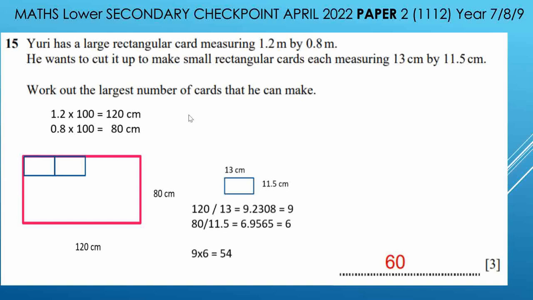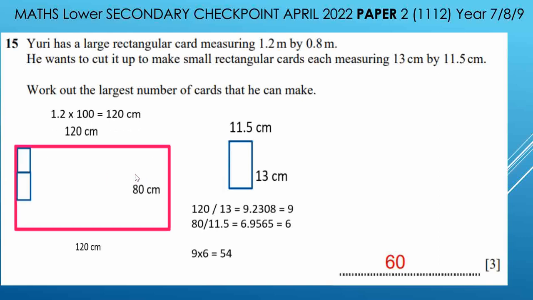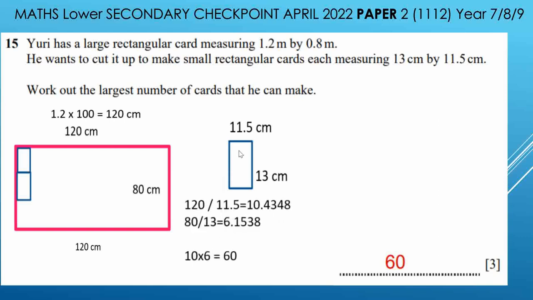So let's arrange the rectangle this way inside the large card. If you arrange this way, it means 120, we have to divide it by 11.5, because 120 is this, and we divide by this one, which is 11.5, and 80 we divide by 13.